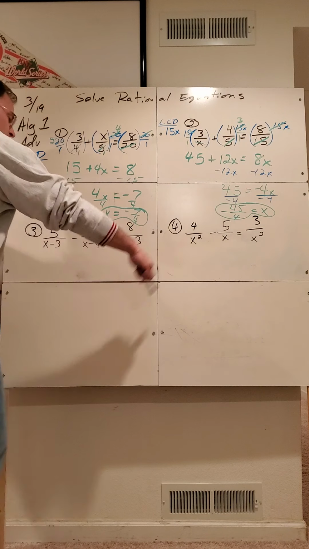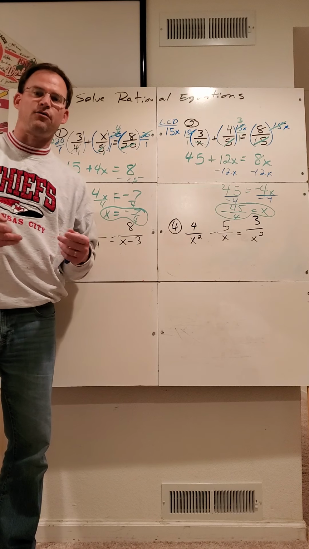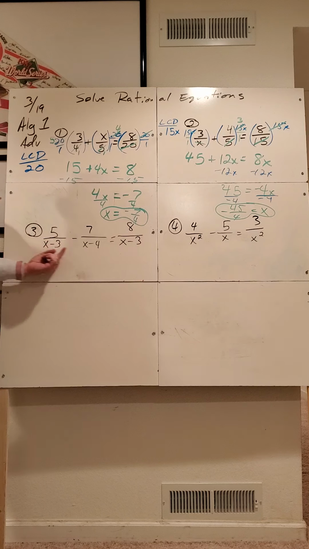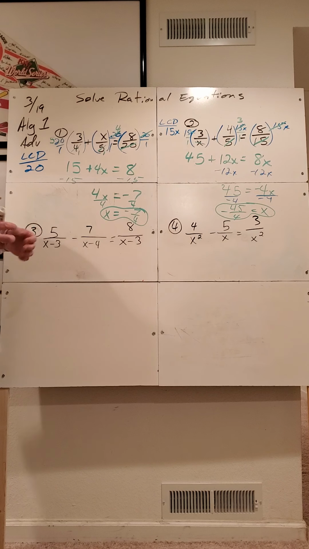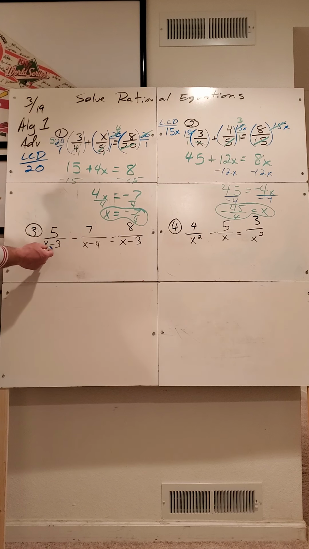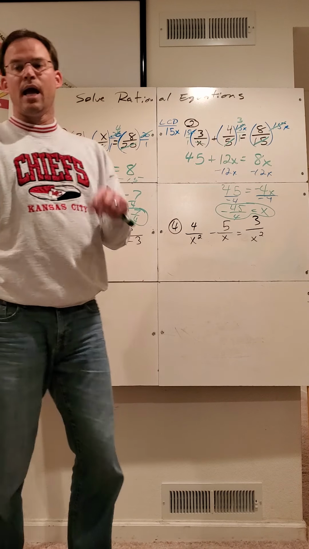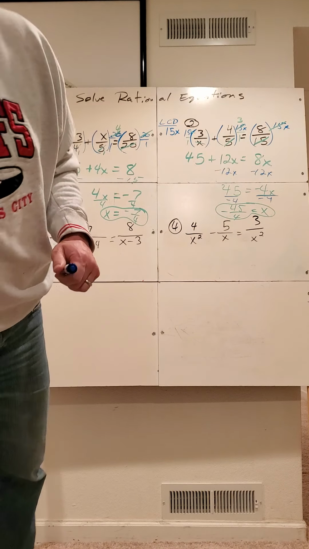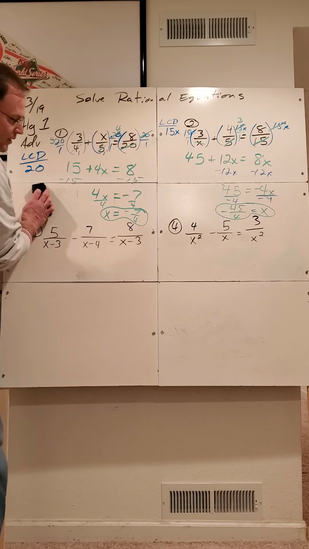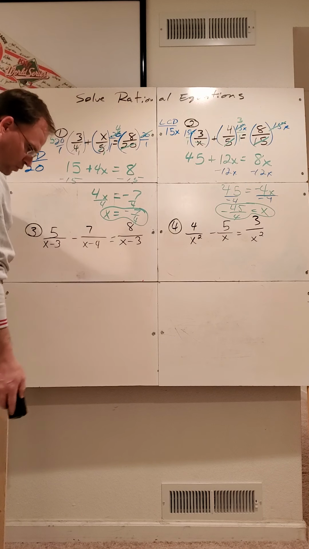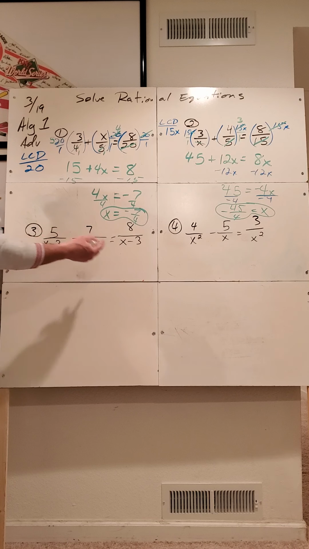All right, so now we get down to some really fun stuff. We've got some denominators that are binomials. All right, so now I look here. I got an x minus 3. I got an x minus 4. I got an x minus 3. I need to find my LCD. I'm going to get rid of this. I'm going to find my LCD.